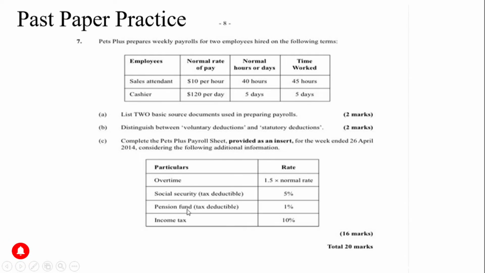The pension fund is 1% of the gross profit, right? Social Security 5% of the gross profit, pension fund 1% of the gross profit. Income tax is 10% of the taxable amount. So let's look right at it now.